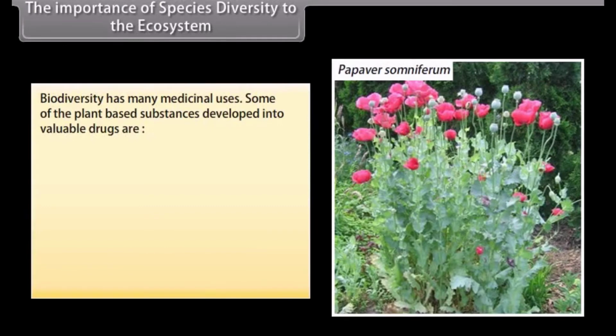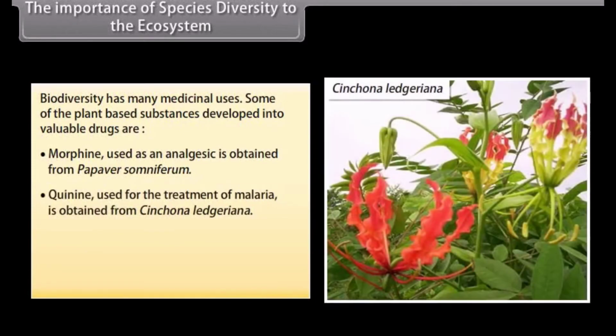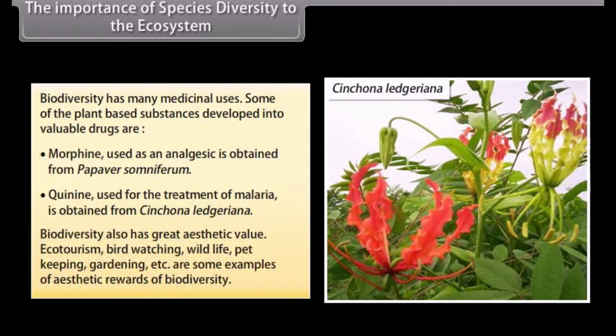The importance of species diversity to the ecosystem. Biodiversity has many medicinal uses. Some of the plant-based substances developed into valuable drugs are: morphine, used as an analgesic, is obtained from Papaver somniferum. Quinine, used for the treatment of malaria, is obtained from Cinchona ledgeriana. Biodiversity also has great aesthetic value. Ecotourism, birdwatching, wildlife, pet keeping, gardening, etc. are some examples of aesthetic rewards of biodiversity.